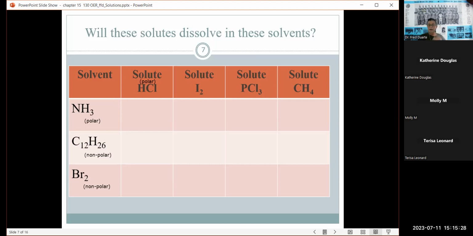Here we have HCl. If you forgot that it is a polar species, automatically look at it and say, well, I have 2 different atoms, it's a polar species. Then we have iodine, which is again diatomic, and as in the case of bromine, is nonpolar. Now we have PCl3, phosphorus trichloride.